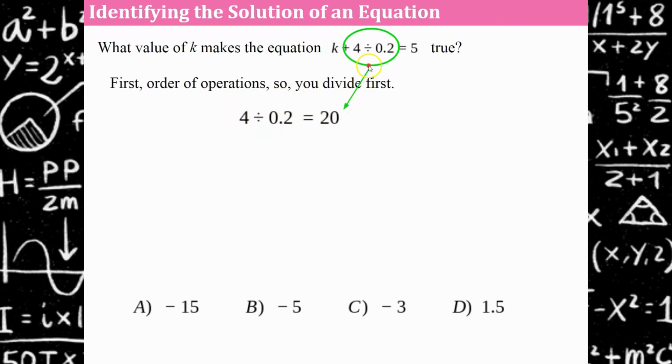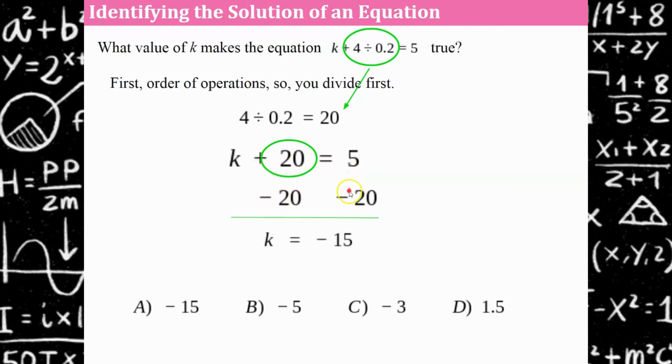So now I'm going to rewrite my equation with 20. So k plus 20 is equal to -5. Now I have my simple equation. So I want to undo this add 20. I want to create a 0 pair. So I'm going to subtract 20 from both sides, resulting in k. -5 subtract 20 is negative 15. So the solution, or the value that makes this equation true, is negative 15.